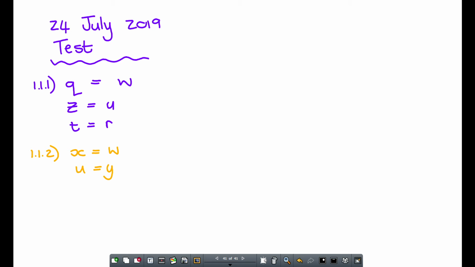Right, then 1.2.1. Now we had to say true or false. State whether the following statements are true or false. So, T is equal to Q. Corresponding angles. Now, when it's corresponding angles, we look for an F. Yes, and that's not true. It's false.